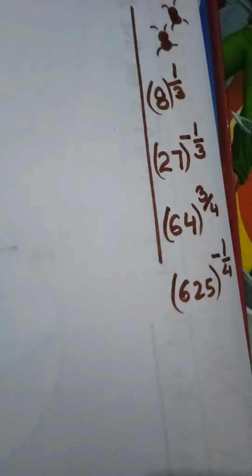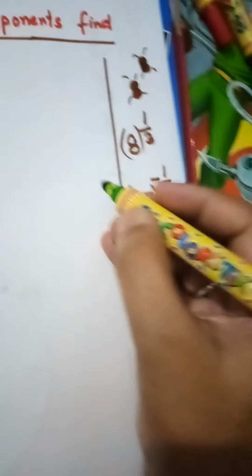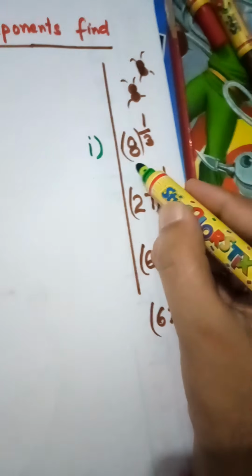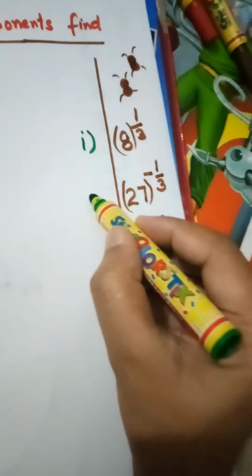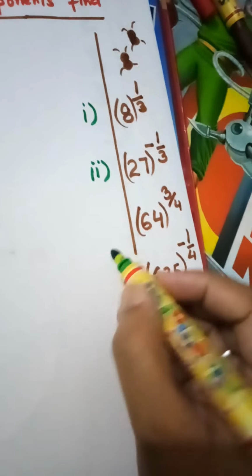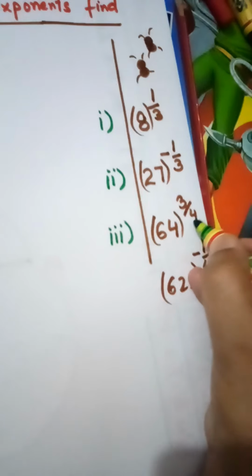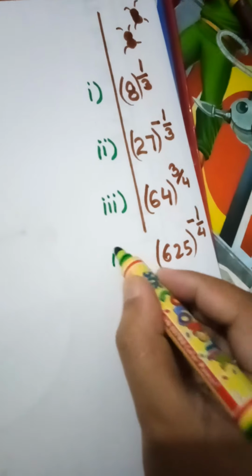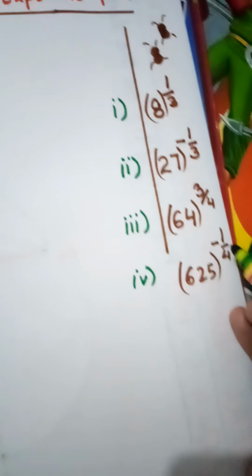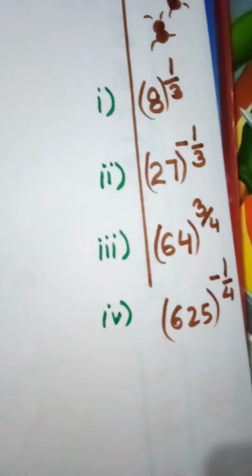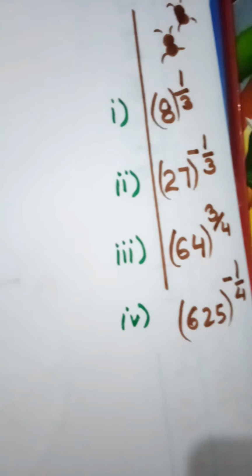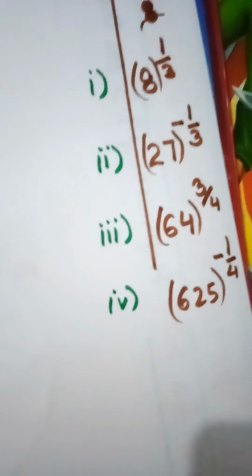So let's have certain examples for that. Here we have taken the examples. First example is 8 raised to power 1 upon 3. Second example is 27 raised to power minus 1 upon 3. Third example is 64 raised to power 3 upon 4, and fourth example is 625 raised to power minus 1 upon 4. So we are going to do these sums first, step by step. After that we'll take the laws of exponents briefly.